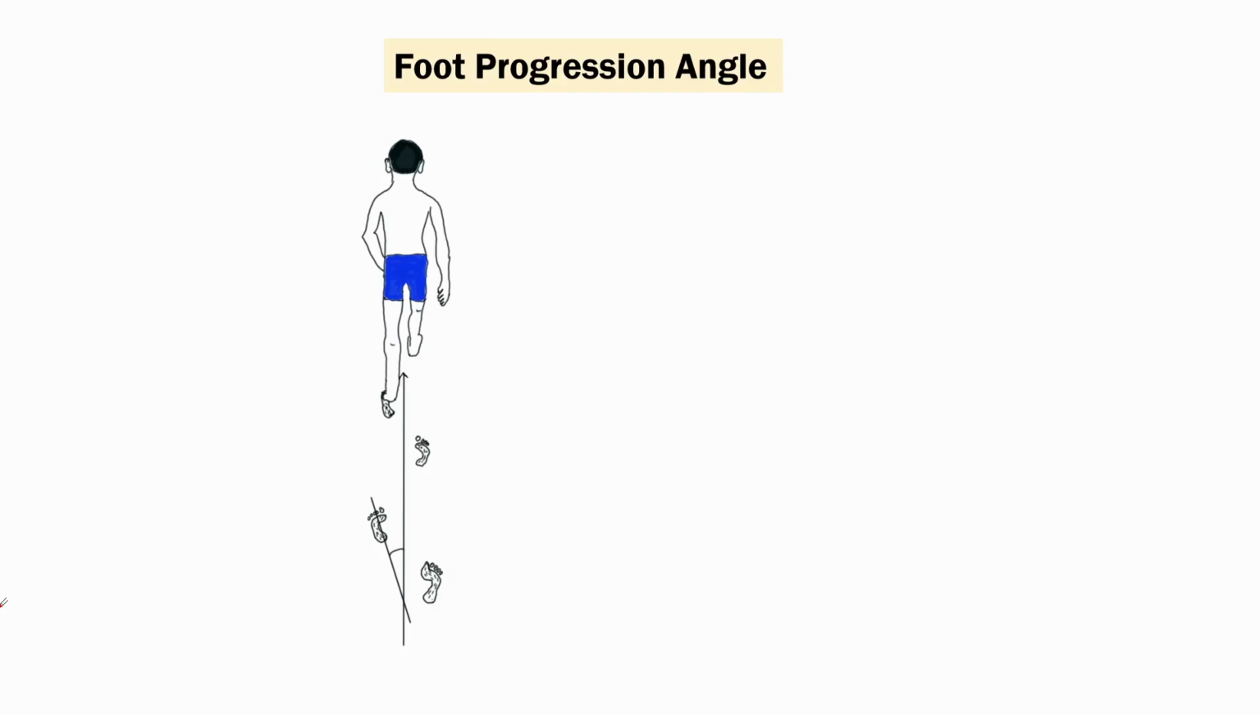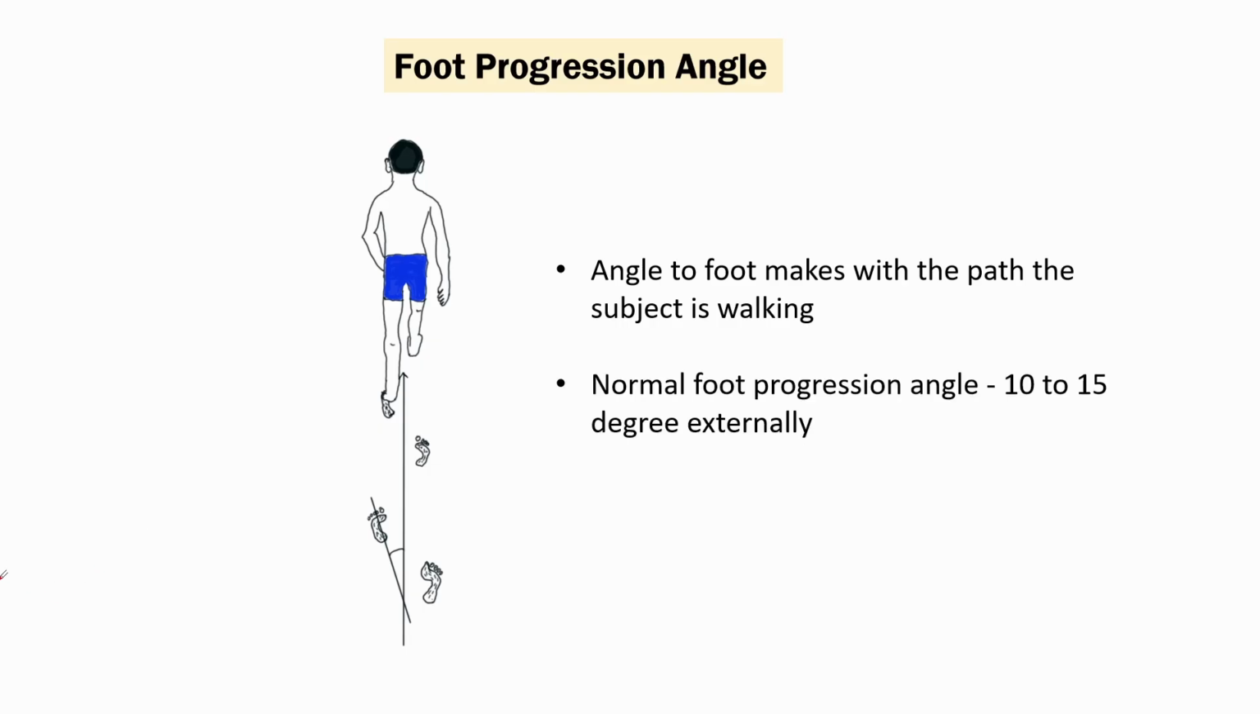The next term is foot progression angle. This is the angle the foot makes with the path the subject is walking. So if this is the path the subject is walking, the angle the foot makes is the foot progression angle. Normal foot progression angle is around 10 to 15 degree of external rotation.